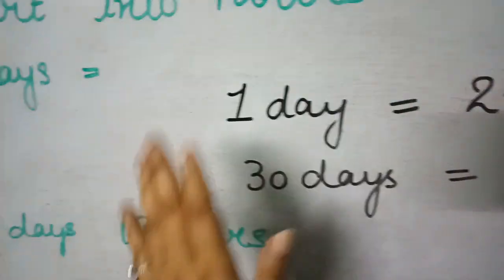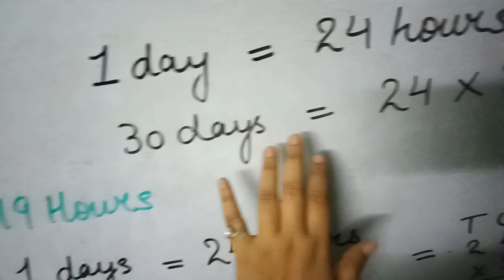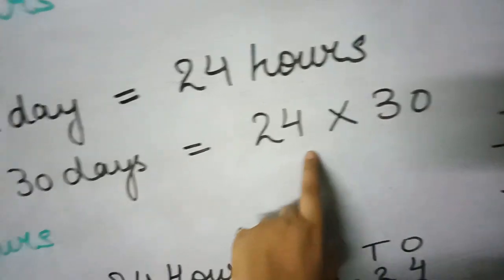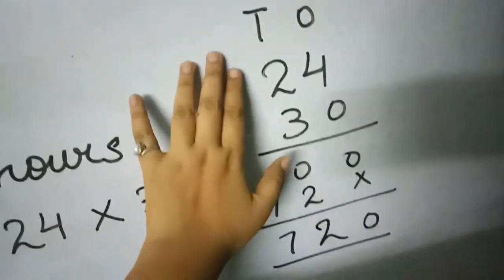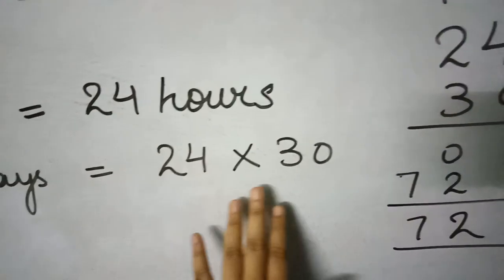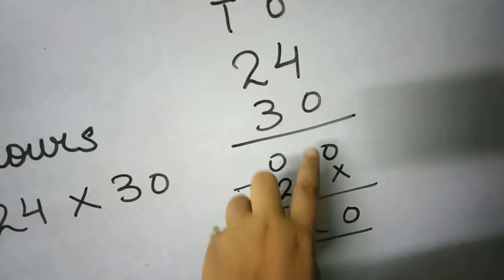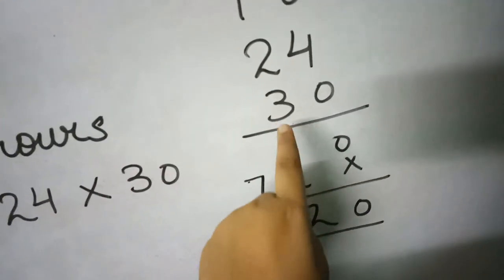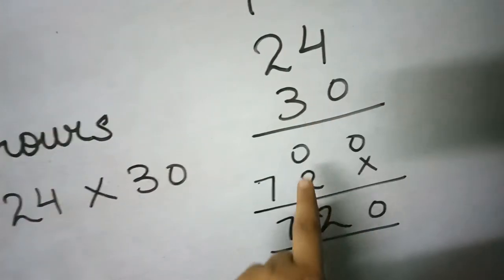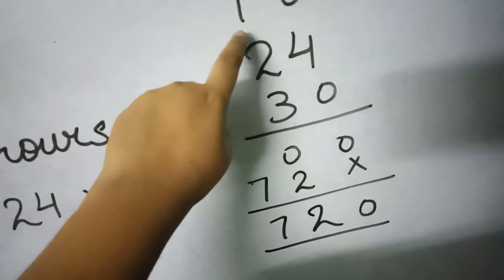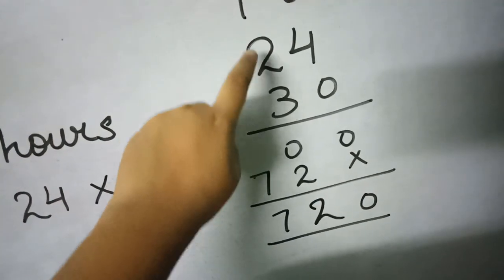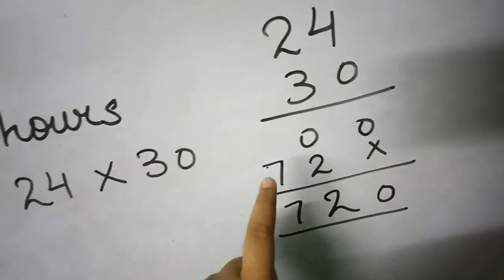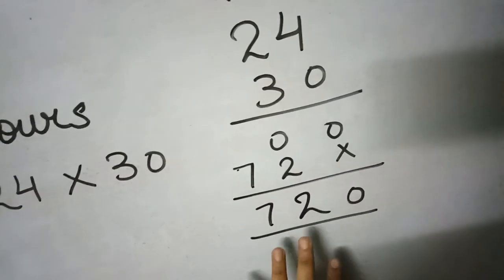We will take 30 days and 24 hours, then multiply these. Here is the multiplication of 24 and 30. When we multiply 4 or 2 with 0, we take 0 and 0. Then 3 4s are 12, and 1 carry to 2; 3 2s are 6, then 1 carry becomes 7. So our answer is 720.